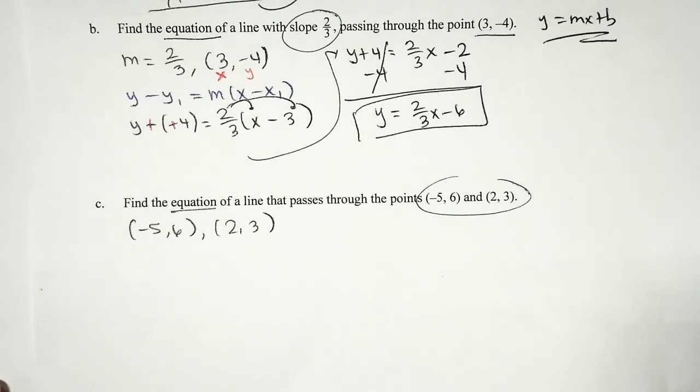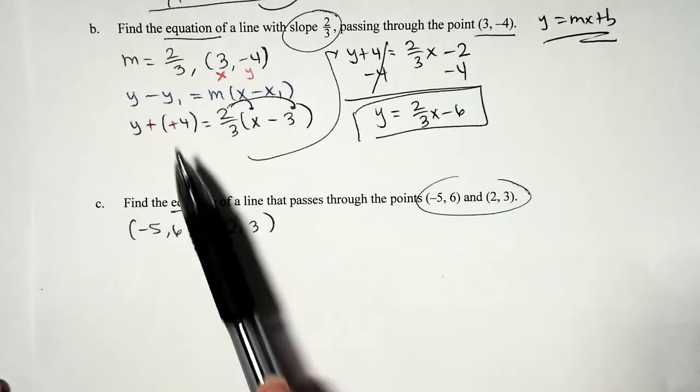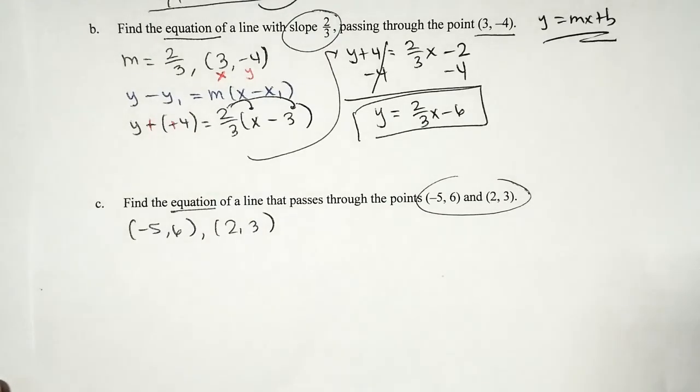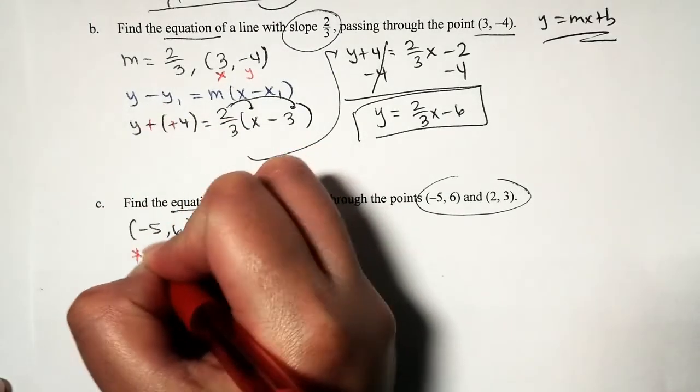So to find the equation of a line, again, no matter what strategy you use, whether you use the point slope formula or something else, you need to have a point and a slope. We have plenty of points, but we don't have one of the most important things, a slope. So the first thing we need to do is get a slope. So let's put find slope.